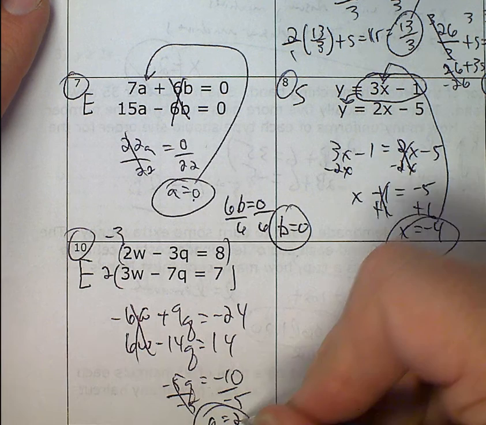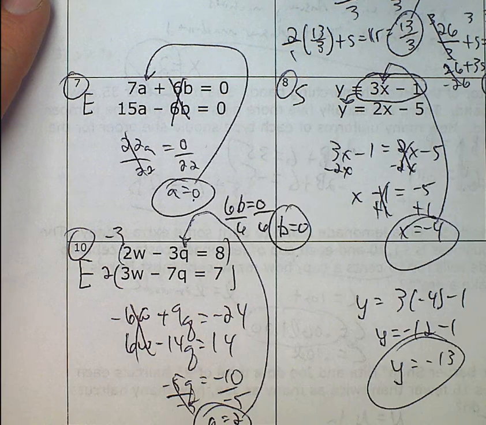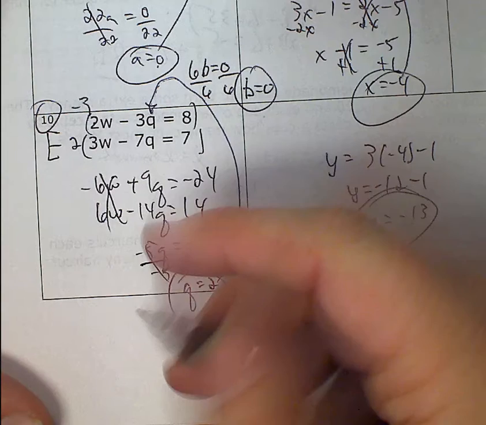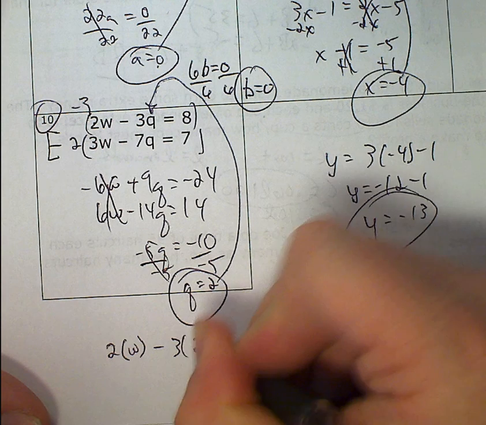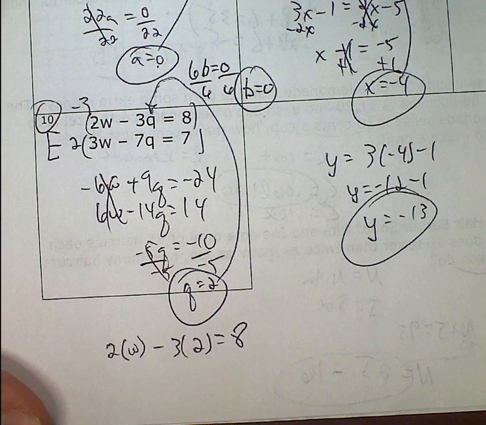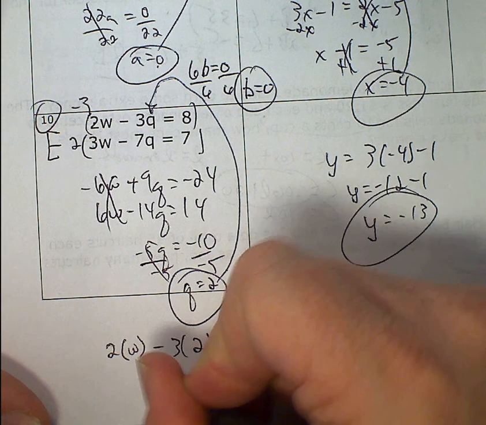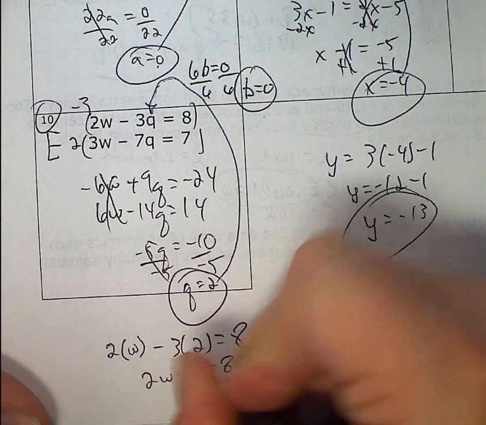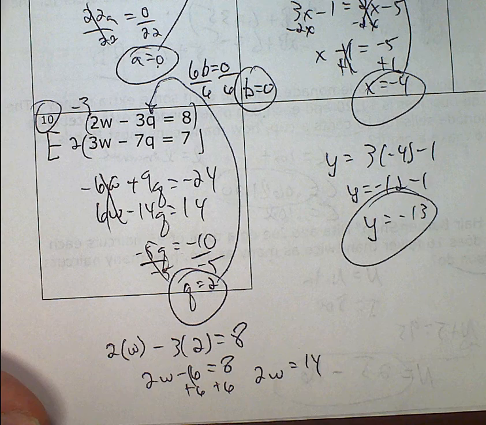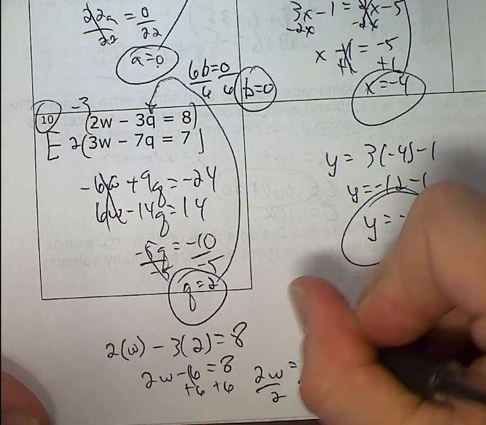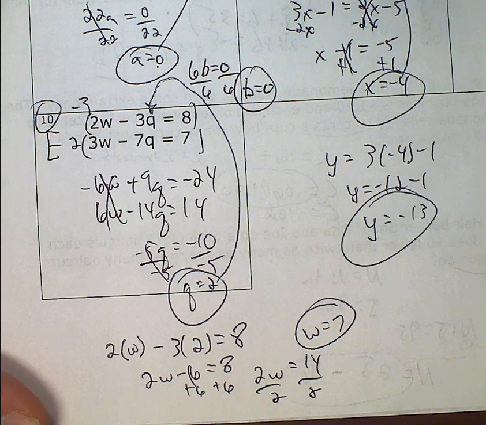I'm going to take my q and plug it in. If I take my q, that becomes 2w minus 3 times 2 equals 8. So that's 2w minus 6 equals 8. Add 6, 2w equals 14. Divide by 2, that means w is 7.